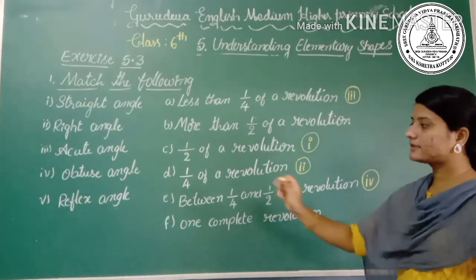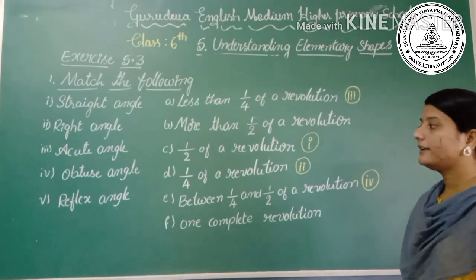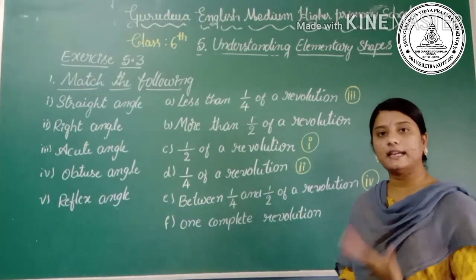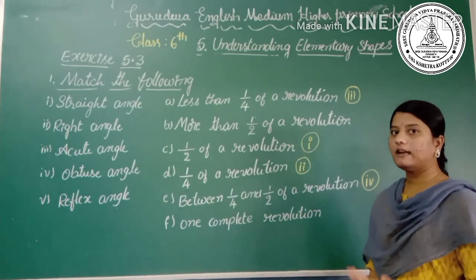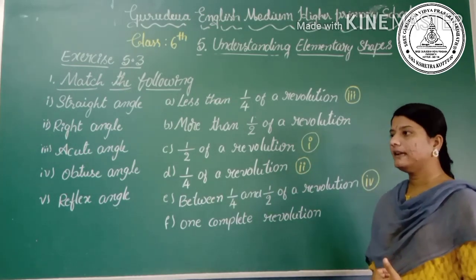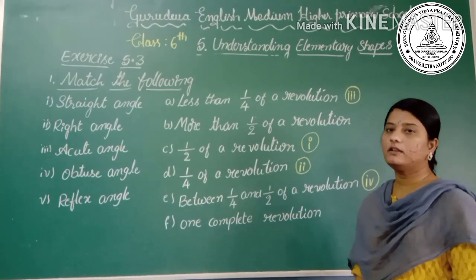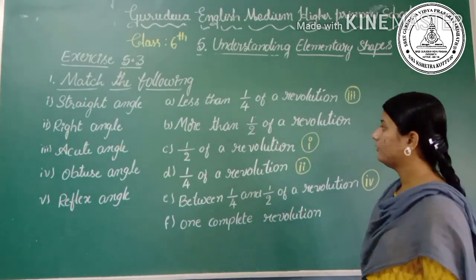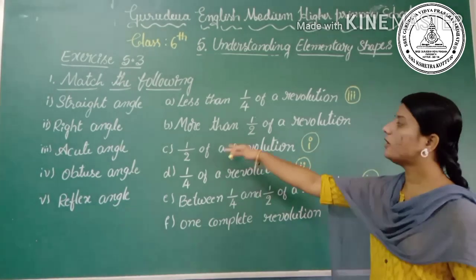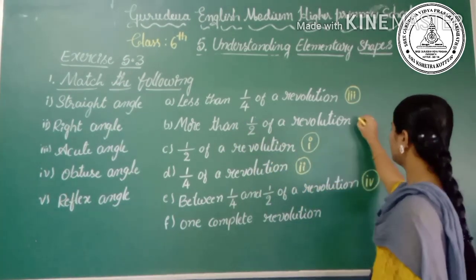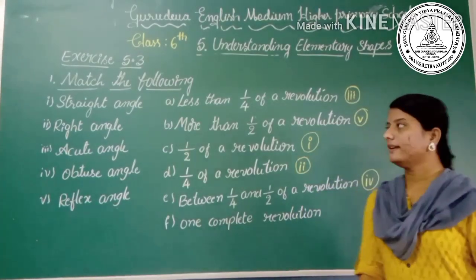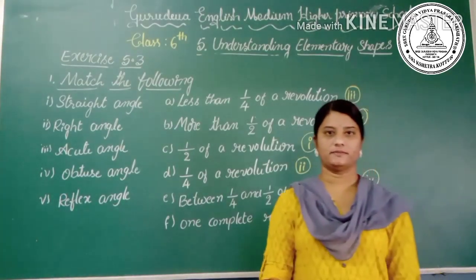Okay. Then the last angle is reflex angle. Reflex angle is greater than the straight angle and less than the complete angle. So we can say the reflex angle is greater than half of a revolution. It is more than half of a revolution. Yes. Okay. Let's go to the second one.